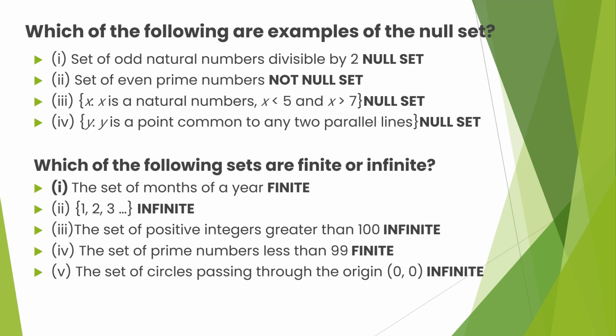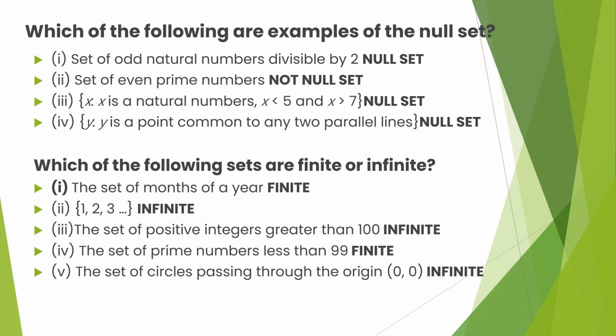Set of all x such that x is a natural number such that x less than 5 and x greater than 7. It is not possible. x less than 5 is 1, 2, 3, 4 and greater than 7 means 8, 9 and so on. So this set is not possible, that you have a number which is also less than 5 and also greater than 7. So it is a null set. Set of all y such that y is a point common to any two parallel lines. When the lines are parallel, they will not have any point in common. So this is a null set.